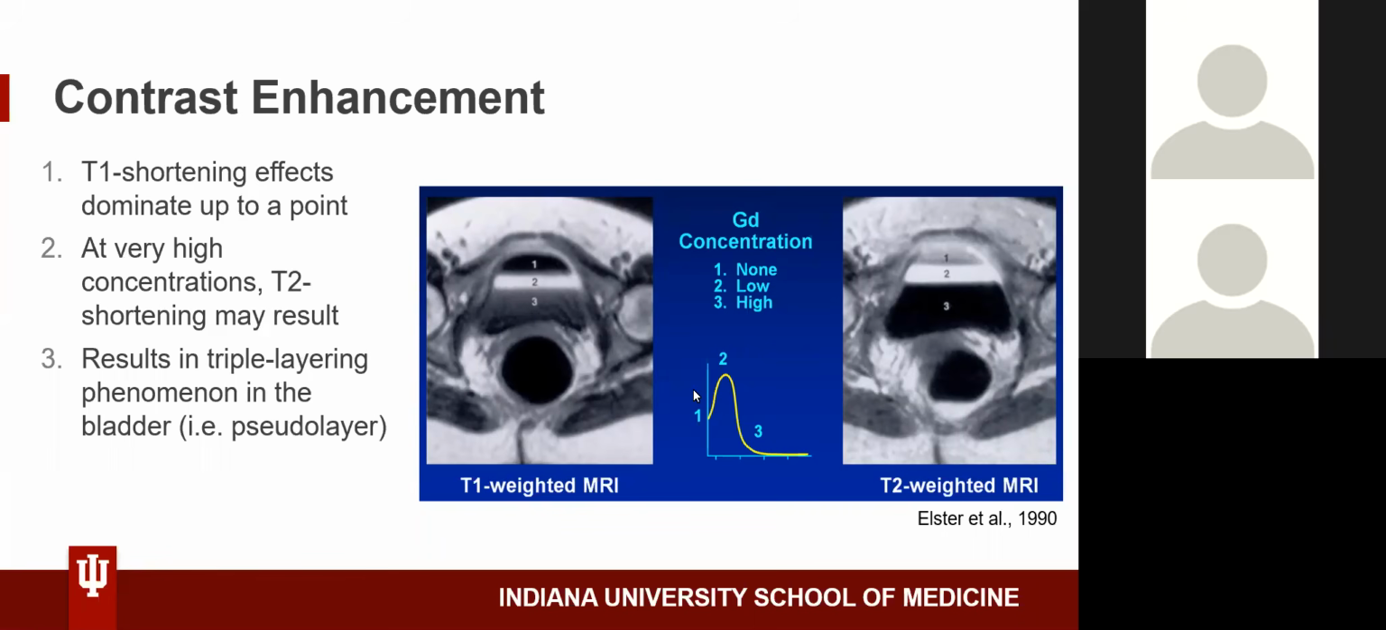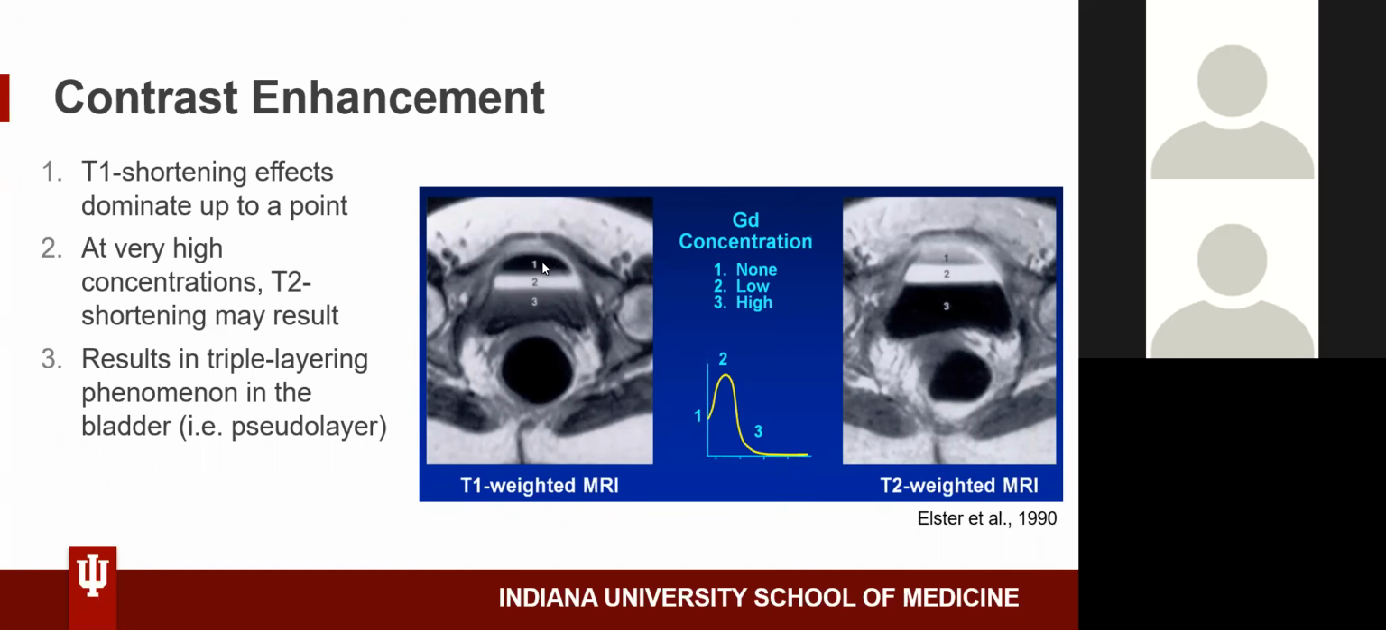And really the takeaway point here is that the signal doesn't just increase with increasing gadolinium concentration. So you can see in this graph here in the middle, a very simple graph, the x-axis would be gadolinium concentration, the y-axis would be the signal. So as the GAD concentration goes up, the signal goes up, but only to a point, and then it comes back down.